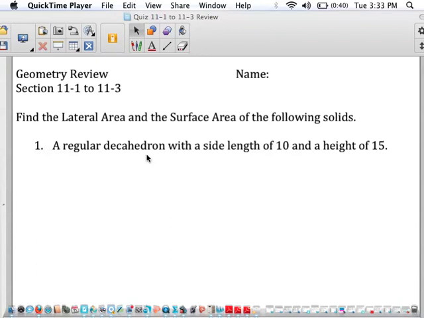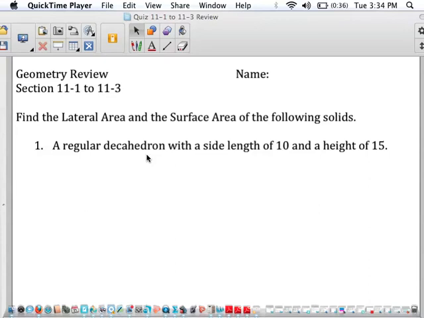Welcome to the section 11.1 to 11.3 review. This is just on surface area of prisms, cylinders, pyramids, and cones, and then some composite solids. The review should be pretty similar to the test. So let's take a look at the questions on the review.